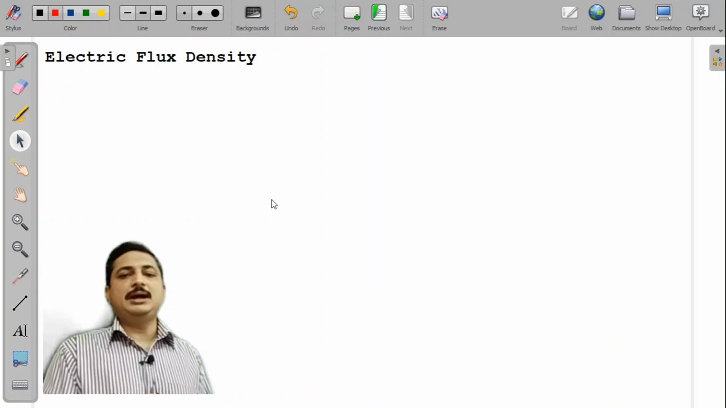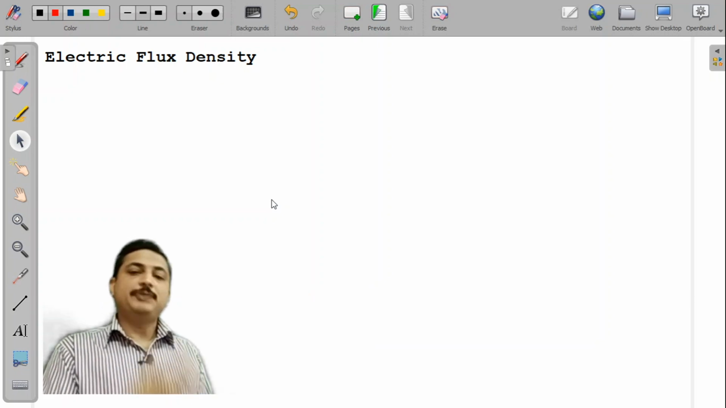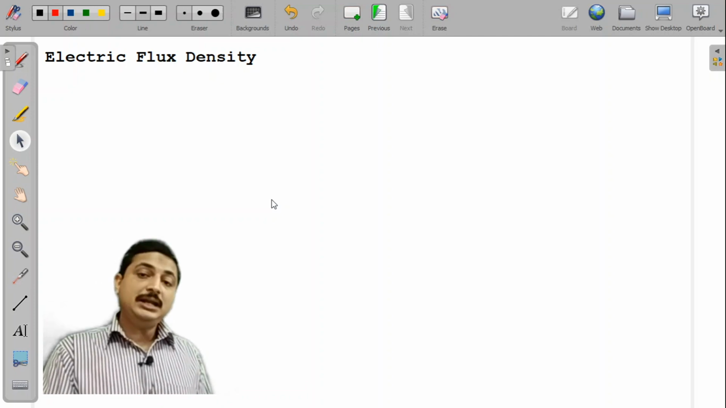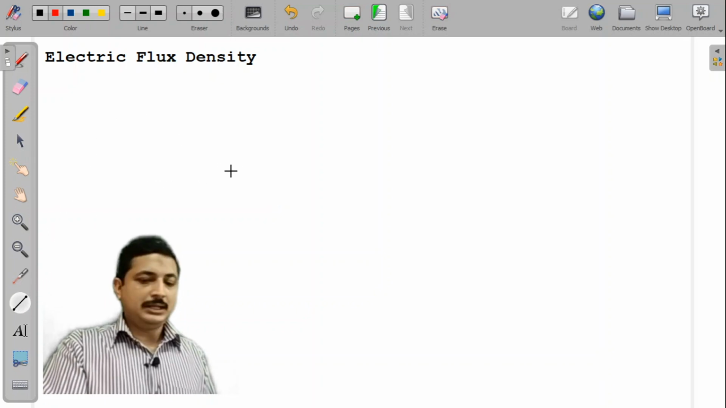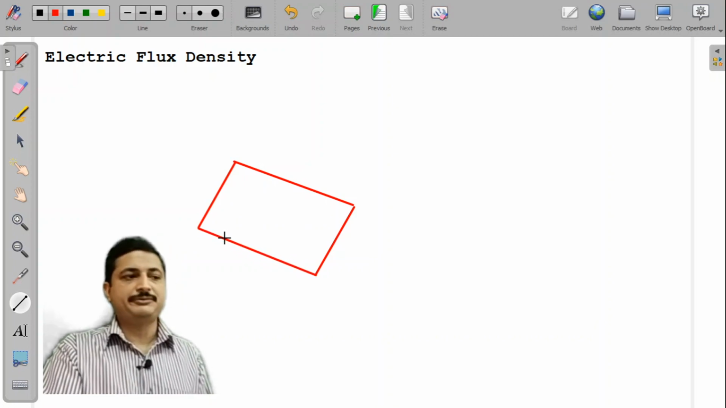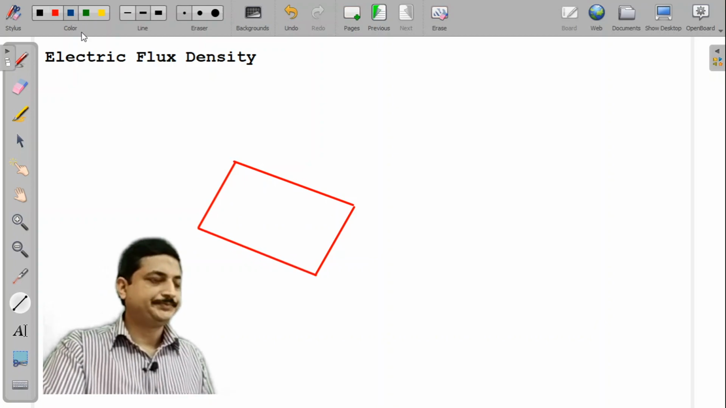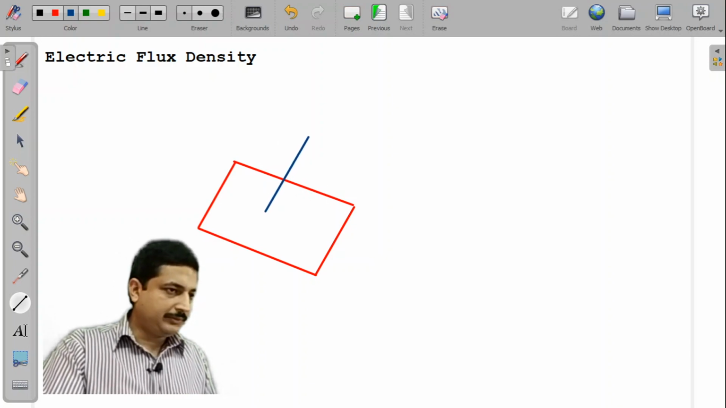Instead of using the word unit area, we will use it for definition purposes, but for explanation purposes, we will consider a small area. Maybe something like this. I'll draw a small area, not necessarily a square or rectangle, anything, a small measurable area is enough. If I take a measurable area, this is the normal vector of this area.